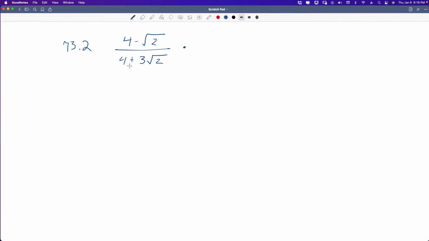The conjugate is what? Come on, you can say it. Right. 4 minus 3 times the square root of 2.